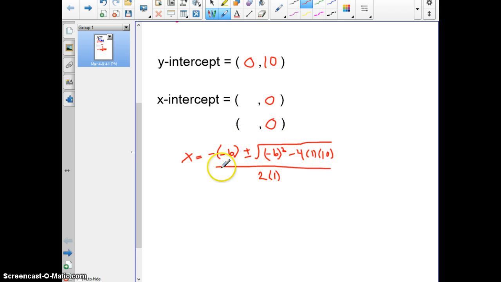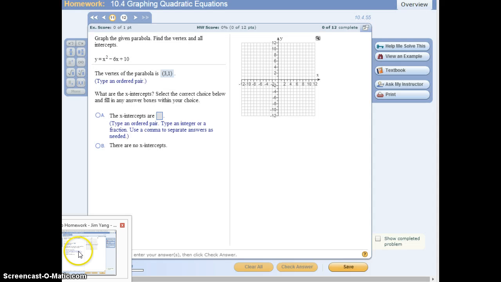So here's where I got the quadratic formula. One thing I noticed is that when I work this out, negative 6 squared is positive 36. Over here, 4 times AC, so A is 1, C is 10. I get 36 subtract 40. That's going to give me a negative. If you remember from class, if you get a negative, you're going to get complex solutions, which means there's no x-intercept. So here, there are no x-intercepts. That is not needed. Let me go back to the homework. I want to click on there are no x-intercepts.